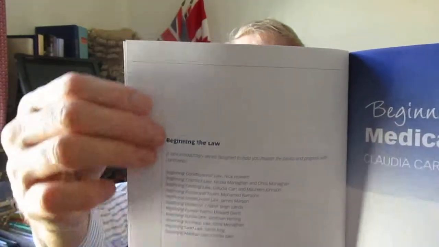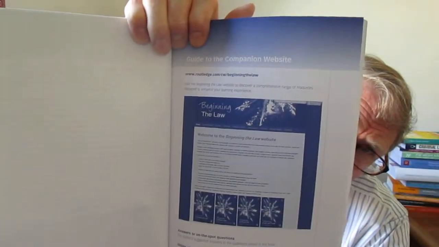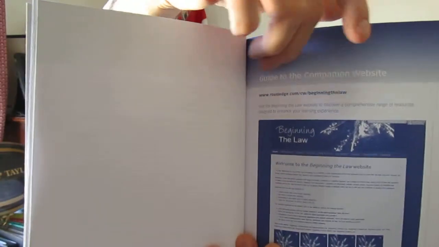Here's the book again, in the back. Very much the standard structure which you get. These are the actual Beginning the Law series of books there, a whole range which are coming online at the moment. This is the actual guide, so if you go on the website, do have a look at how to use the companion website itself. There are answers to on-the-spot questions, there's a glossary, and that is actually the website detail there.